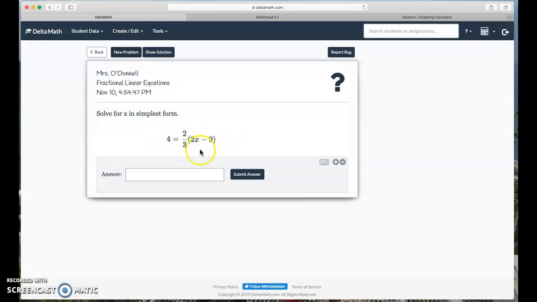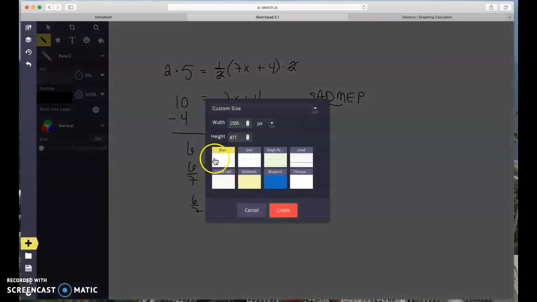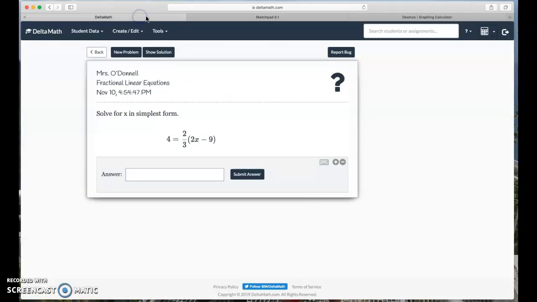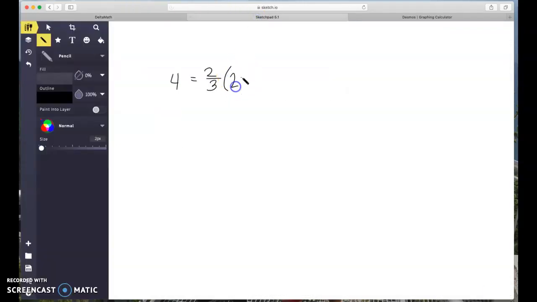Now, for this equation, we can still get rid of that denominator by multiplying both sides of the equal sign by 3, but it's going to work out a little differently. So I'm really glad that I saw this before I exited out. Let's check this one out together. So 4 equals 2/3 times 2x minus 9.